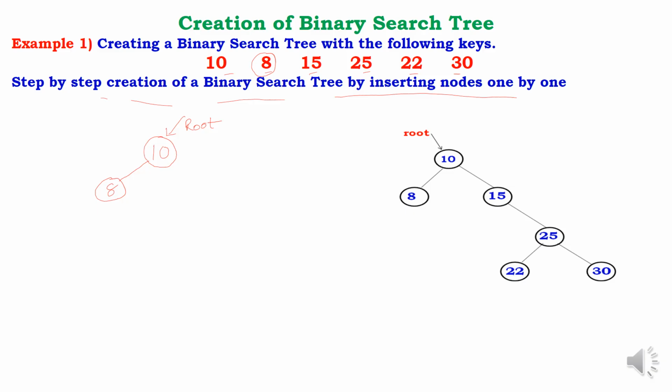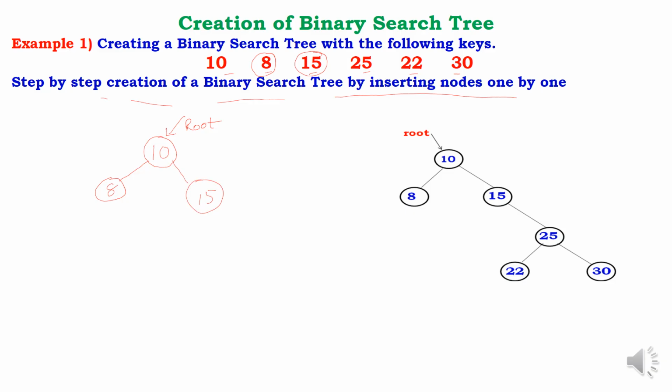Then add the node with information 15. Again start comparing with the root node. Is 15 less than 10? No. Is 15 greater than 10? Yes. So the value that is greater than a node should come on the right side of that node. So it should come in the right subtree of 10. Is the right null? Yes, the right is null. So 15 can be added as the right child of 10.